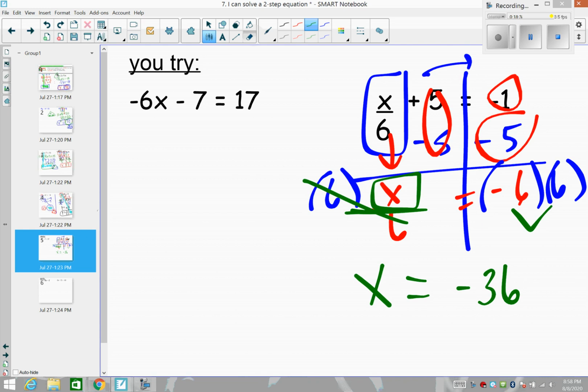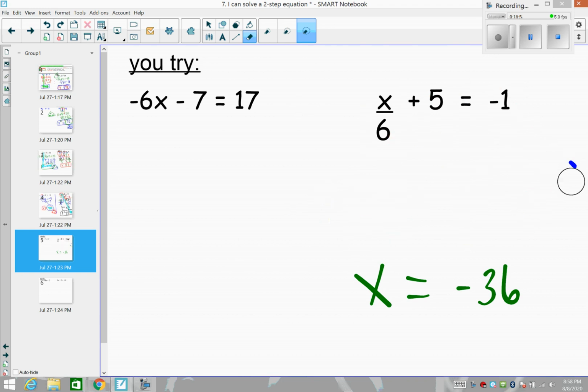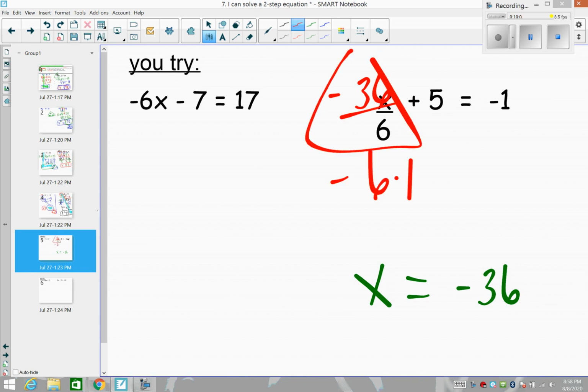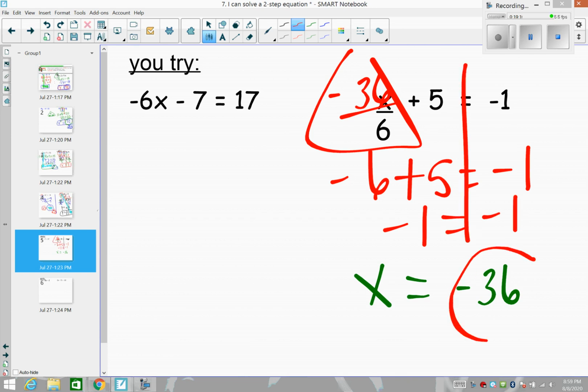Now I'm going to erase all of that so that I can show my work a little bit better on substituting back in to check. Doesn't want me to erase here, guys. Okay, there we go. So we're going to plug back in. And we get -36 divided by 6, this is a triangle problem, is -6 plus 5 equals -1. So -1 equals -1.